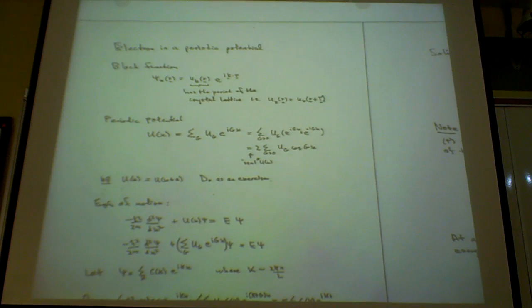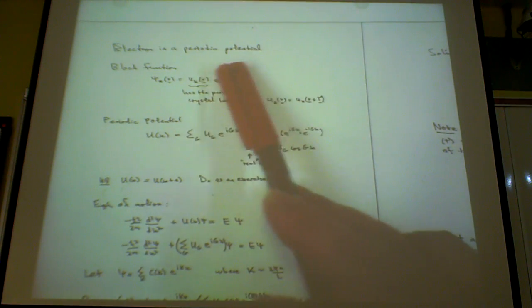So here we're looking at the electron in a periodic potential, right? And first of all, when we do this, we define a Bloch function. And what is a Bloch function? When we hear people say these in a solid-state physics course, a Bloch function is simply a wave function.